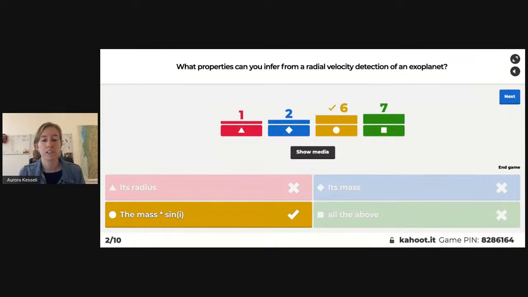Yes. So you definitely cannot get the radius from a radial velocity detection. The mass you can get sometimes if you know the inclination, but the best answer that you'll always be able to get from radial velocity detections is the mass times the sine of the inclination. Because this is using the center of mass, it doesn't matter how large a planet is. It's just the mass of the planet that's causing this wobble of the host star.